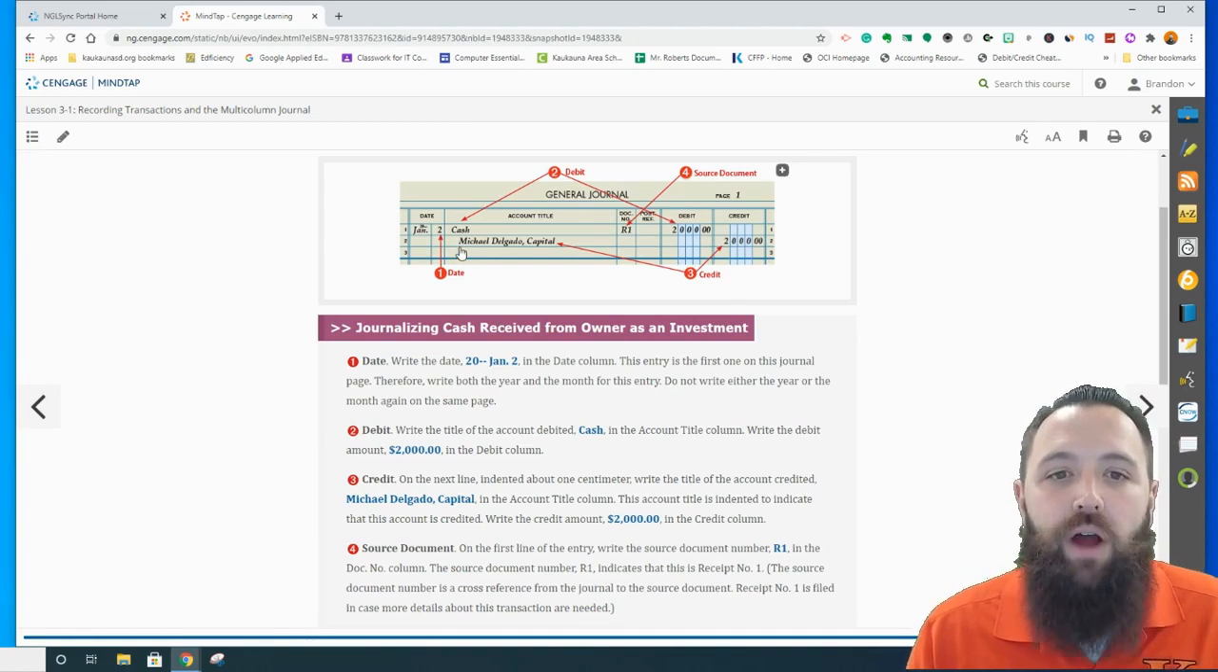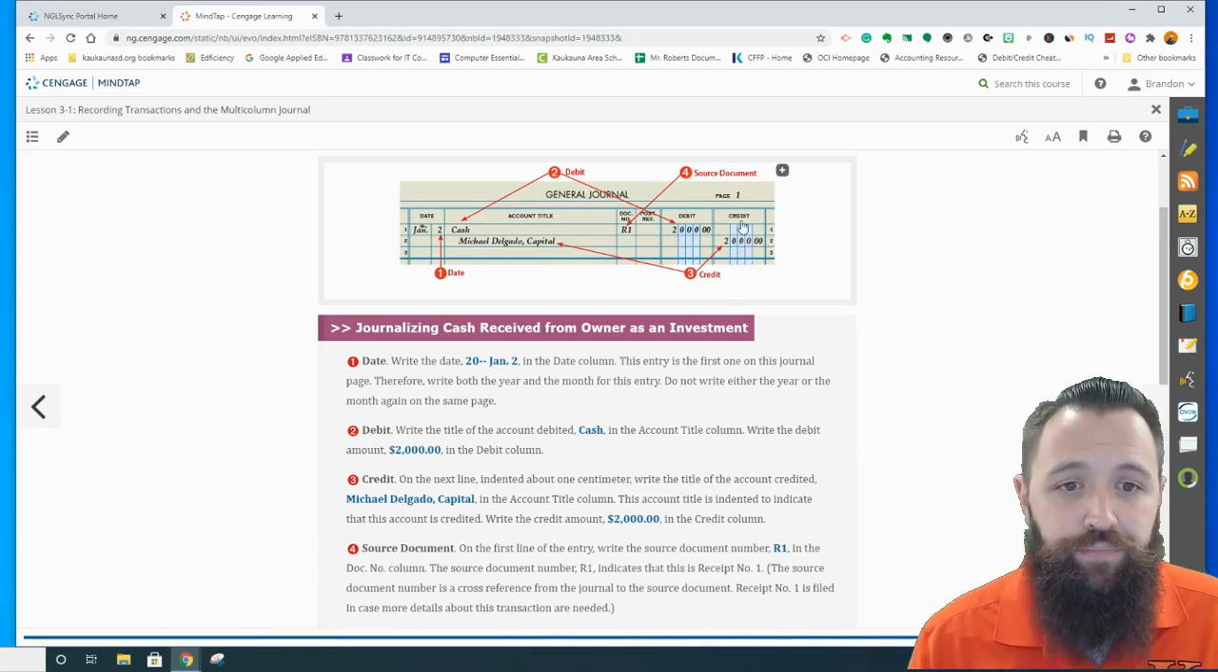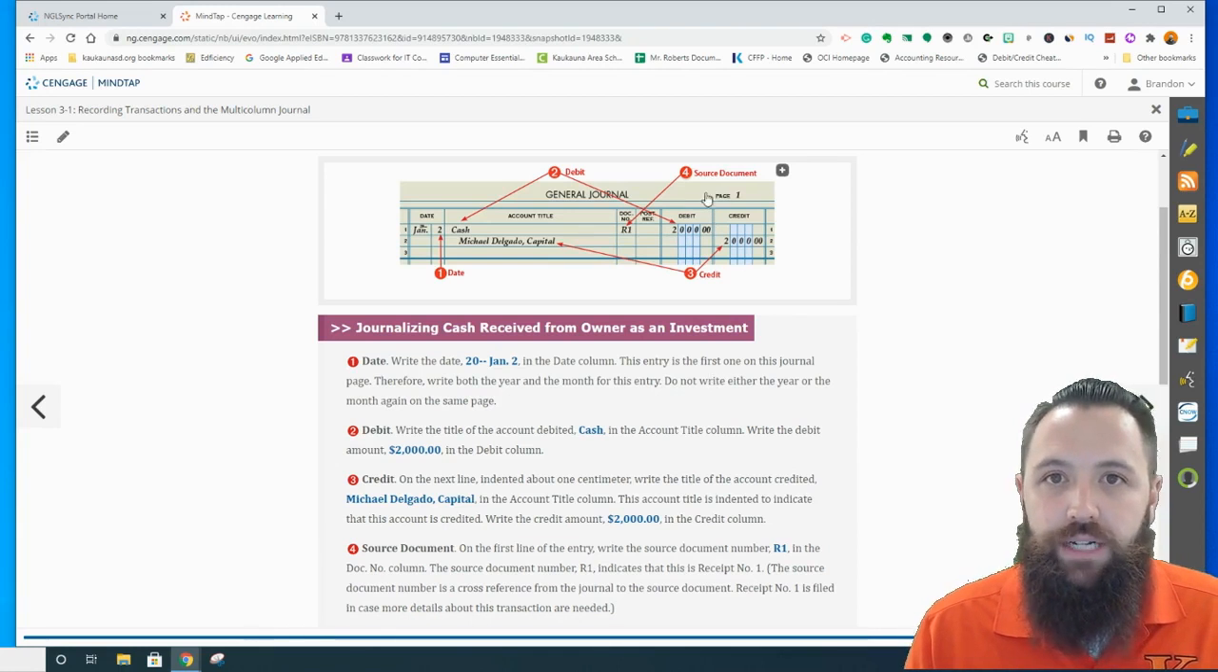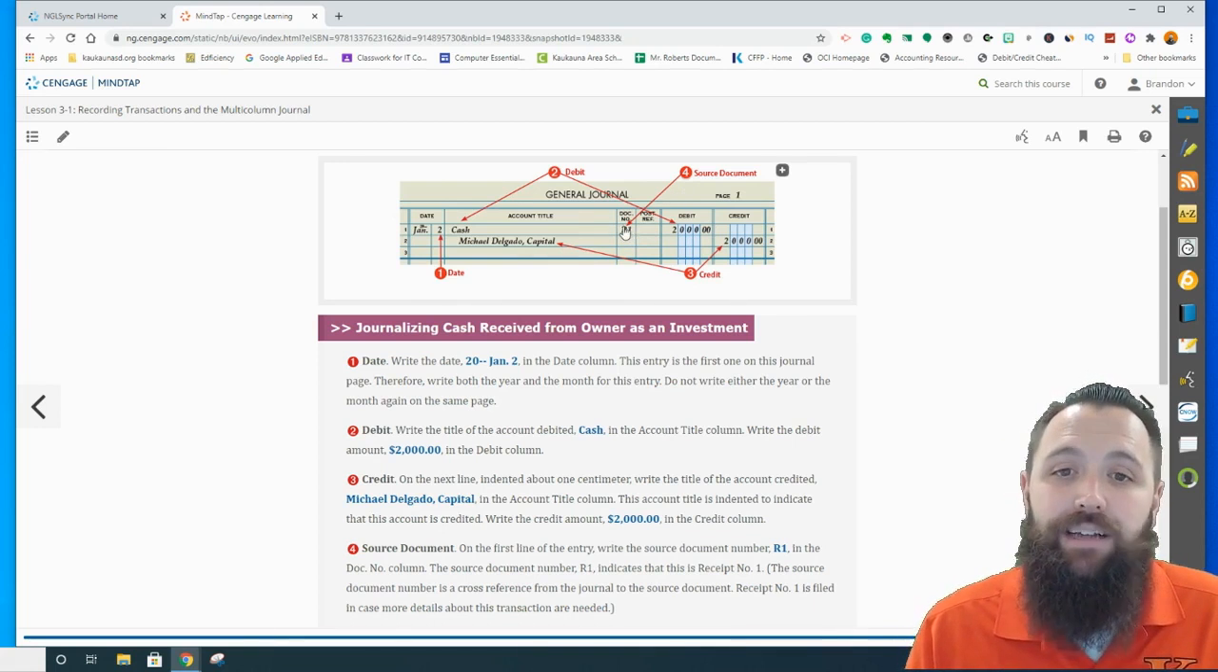And then we write the credit account. So we have Michael Delgado's capital, and we're going to write in the credit account, because we must credit that capital to increase it, the $2,000. The last thing that we do is we're going to write down the source document. And like for receipt, it's just going to be R1. Okay, so source document R1 is the last step that we do.